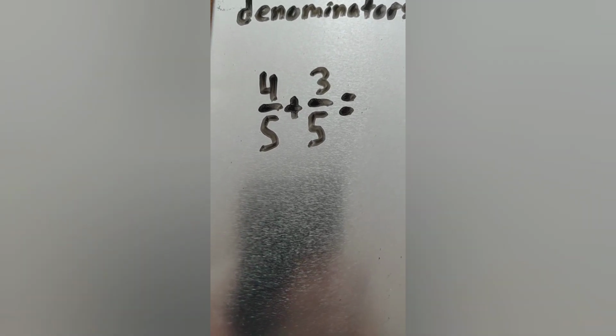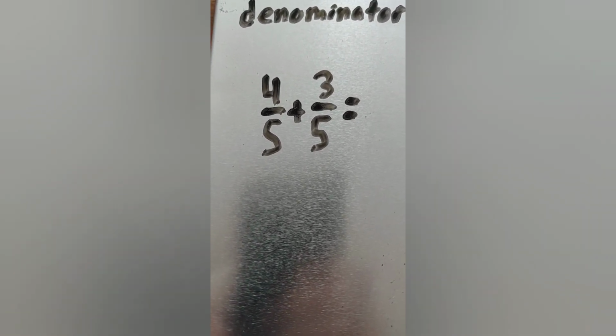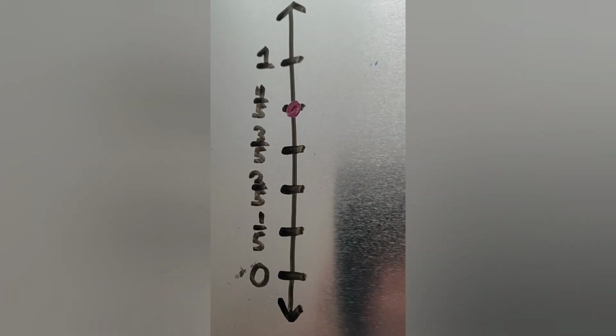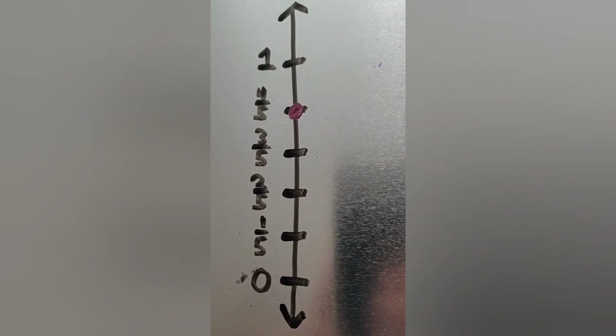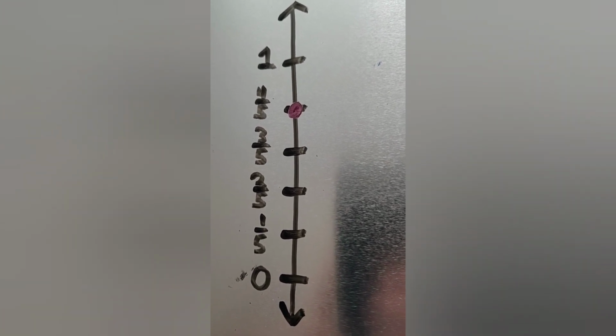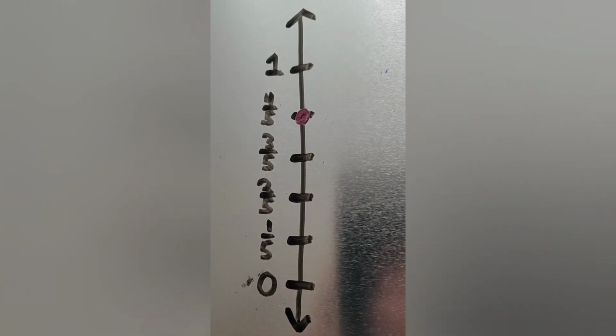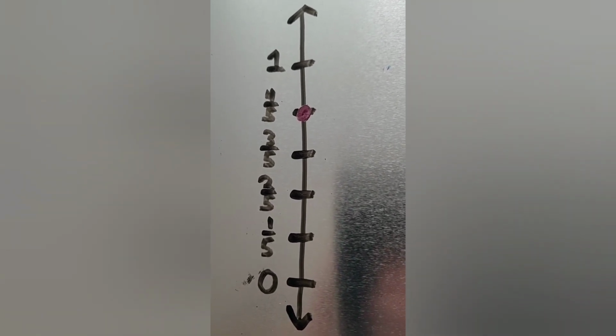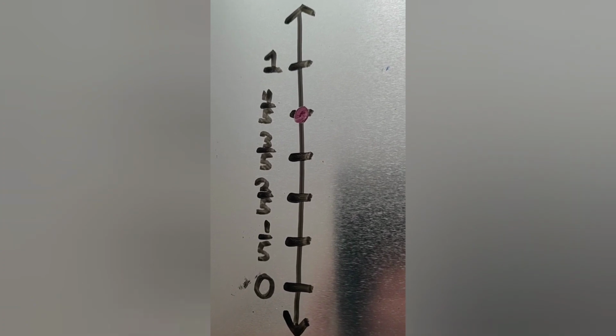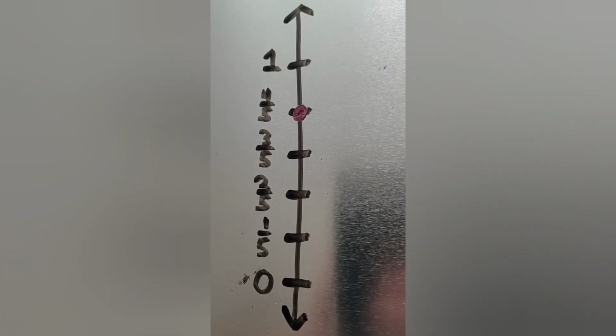So when we create a number line with a whole broken into 5 equal parts and we plot 4/5, it should look like this. From 0 to 1 whole, we have a whole broken into 5 equal parts. We labeled each part. We're starting with 4/5, so we plotted our point at 4/5.